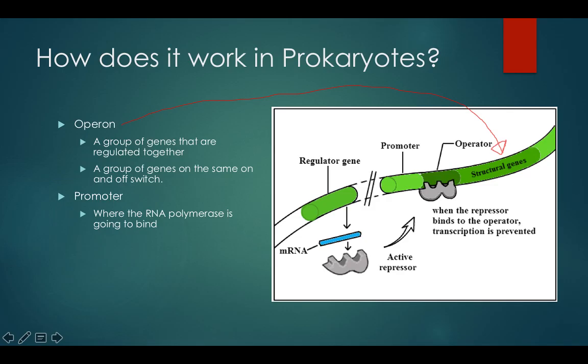The other one is called a promoter. Now, the promoter, hopefully you know this word because it's the same thing from the first section, and this is where the RNA polymerase is going to bind. It's where it's going to attach and say, aha, I must make this.